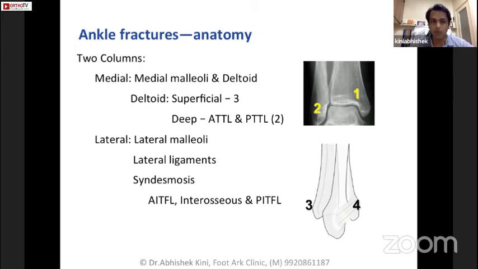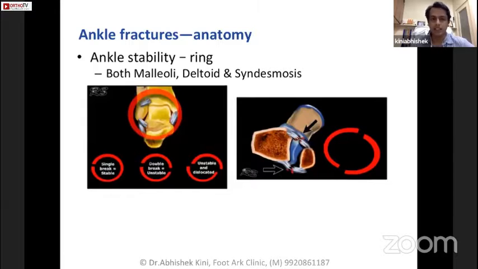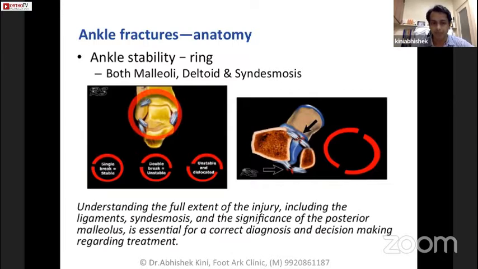So these are what primarily compose the two columns, and there is a new concept of ankle stability called the ring concept. If you look at the ankle, it has a ring made up of the two malleoli, the deltoid, and the syndesmosis. Whenever there is a break in one part of the ring, it is stable. But when there is a break of two or more components, it's unstable and can be subluxed or dislocated. So understanding the full extent of injury, including the ligaments, syndesmosis, and the significance of the posterior malleolus, is essential for correct diagnosis and decision making regarding treatment.